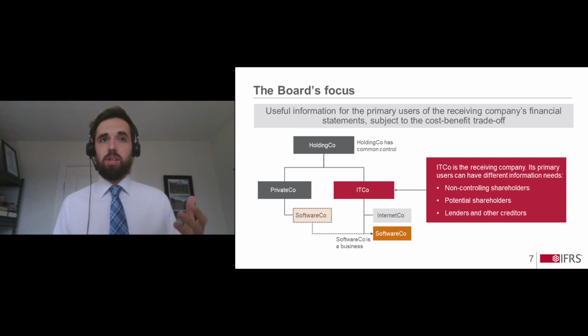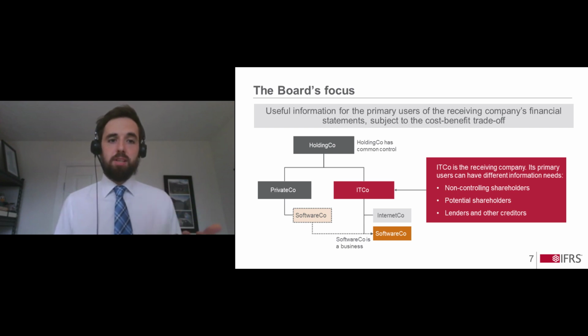The diagram that's on screen shows the type of transaction that we're talking about here today. So IT Co acquires Software Co from a private co. Both IT Co and Software Co are controlled by Holding Co before and after the transaction, so they are under common control. The project addresses reporting by the receiving company in a business combination under common control, which in our example is IT Co. The project's not looking to address the reporting by other parties, for example, the controlling party, Holding Co.